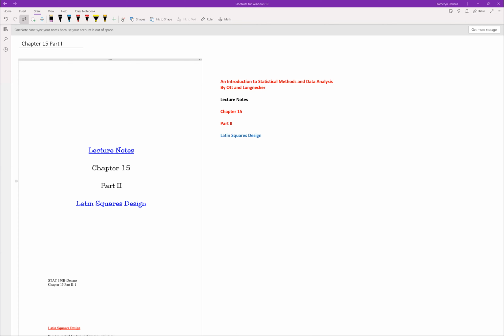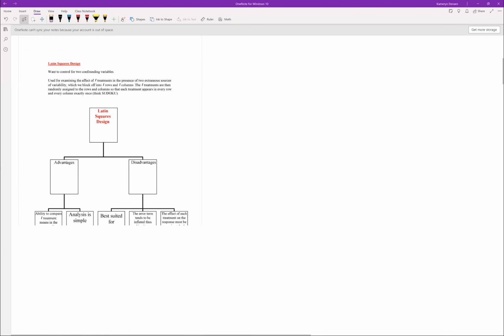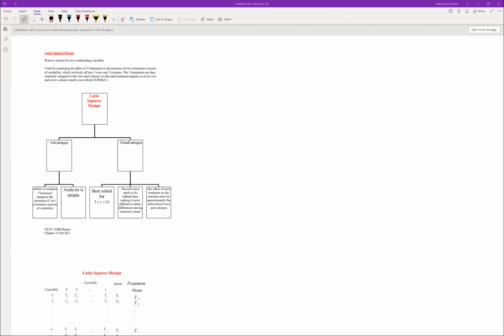Hello, everyone. We're working through An Introduction to Statistical Methods and Data Analysis by Ott and Longnecker, Chapter 15, Part 2, Latin squares design. We use the Latin squares design when we want to control for two confounding variables. Essentially, we want to block for two different confounding variables.